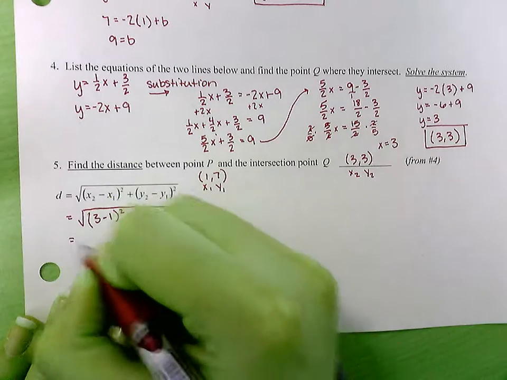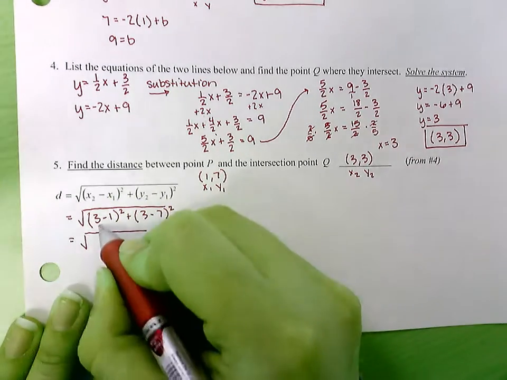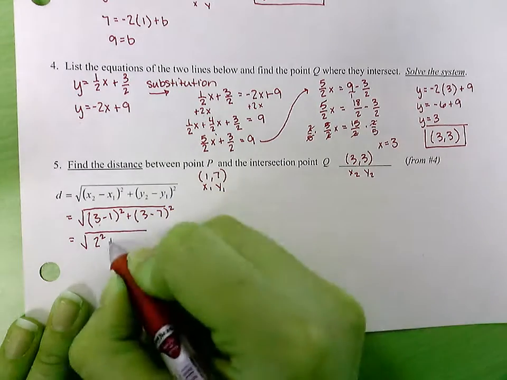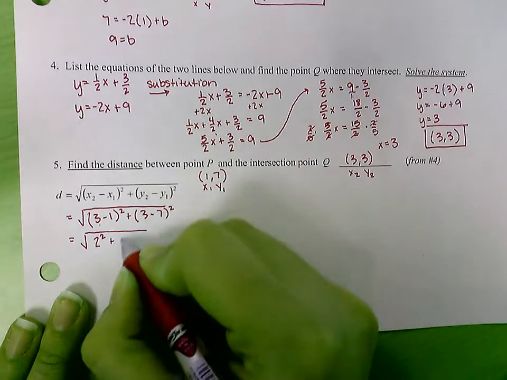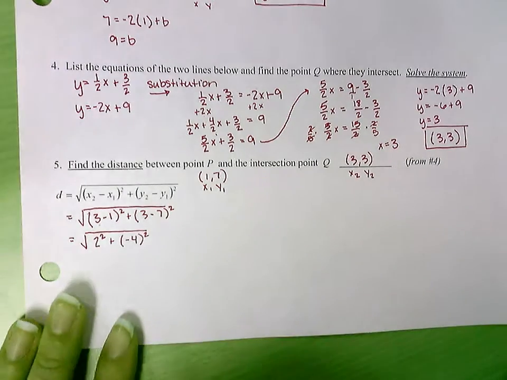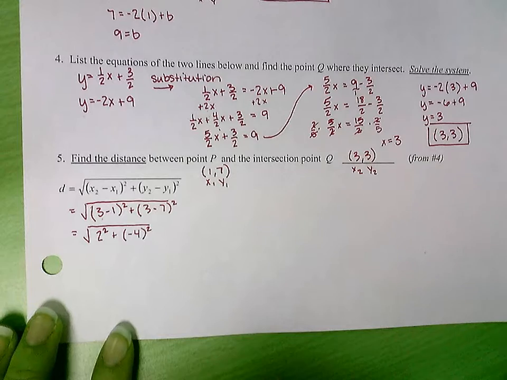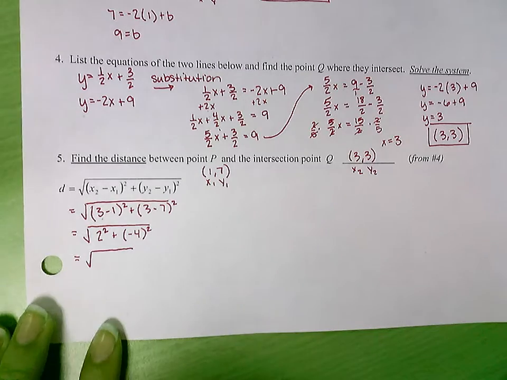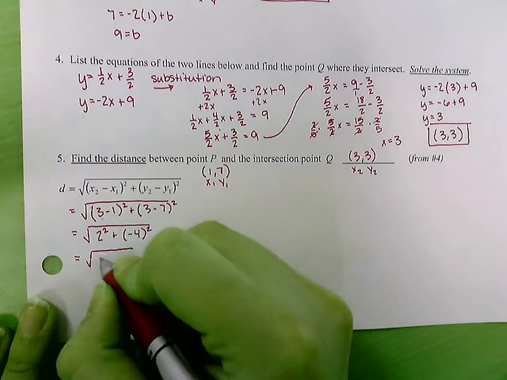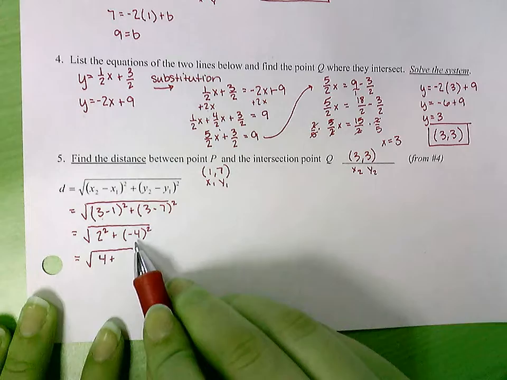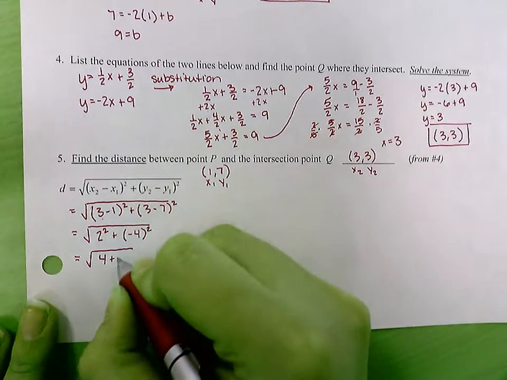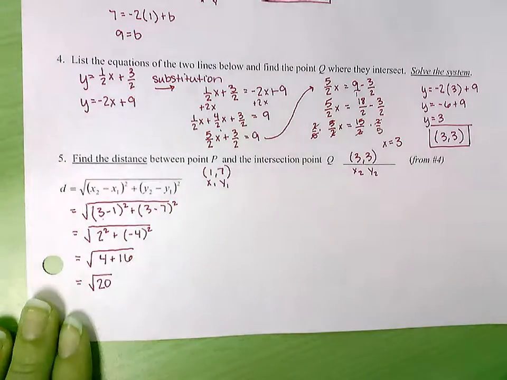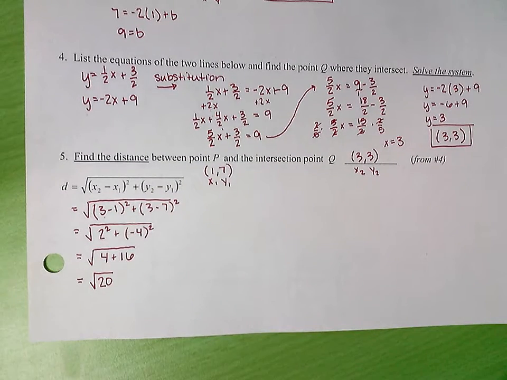Okay, from here I just need to simplify. So I have 3 minus 1, 2 squared, plus 3 minus 7, it's negative 4 squared. I'm going to square both of those terms. So 2 squared is 4. Negative 4 squared is 16. So I get the square root of 20.